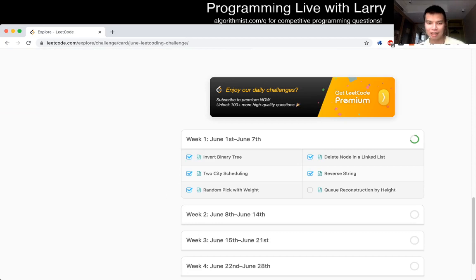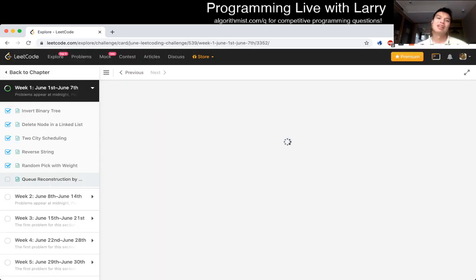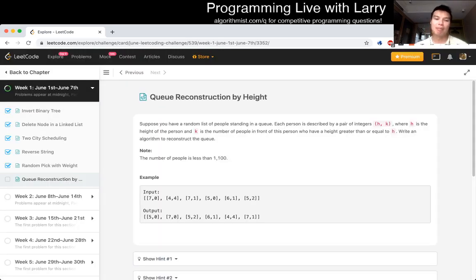And yeah, week 1, day 6. Queue reconstruction by height. Suppose you have a random list of people standing in a queue. Each person is described by a pair of integers h, k, where h is the height of the person and k is the number of people in front of this person who have a height greater than or equal to h. Write an algorithm to reconstruct the queue.